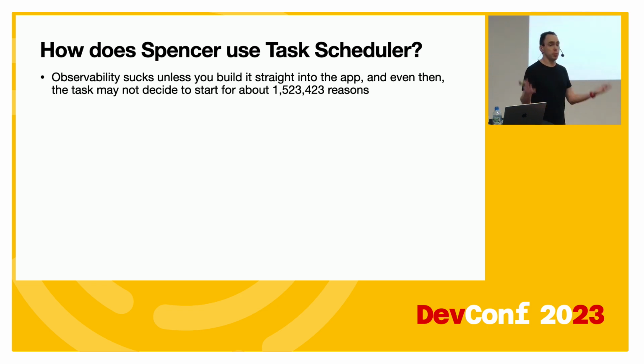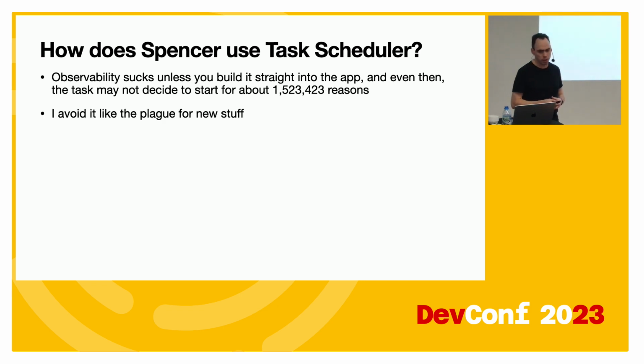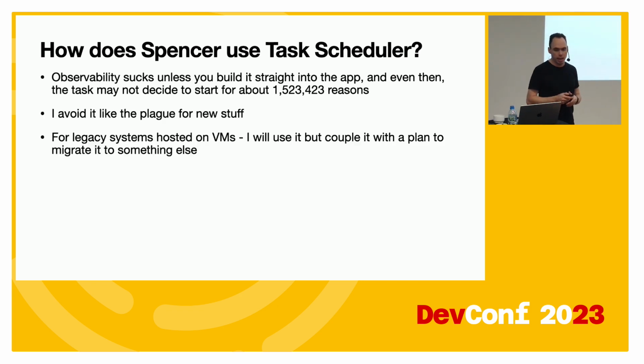Because you have to build in your own observability, right? You have to put in your own logging. That logging has to sync someplace. You have to make that a concern of the application, which is true for most things, but if the scheduled task doesn't run and nobody's notified, that can kind of suck. So for new stuff, I avoid it like the plague. And for legacy systems hosted on VM, I will use it, but like I said, I plan to move on from it later.